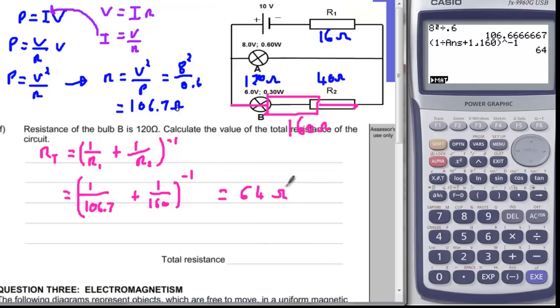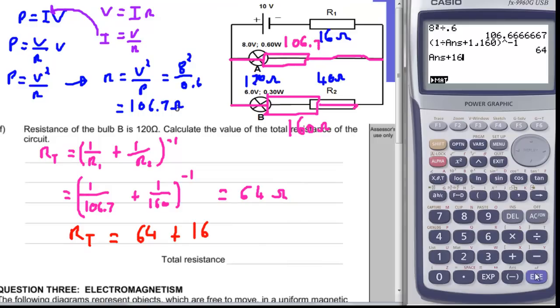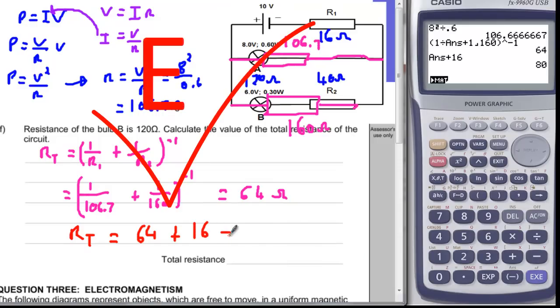So is the total resistance 64 ohms? No, because what we've done is we've looked at these two pink resistors. We've said that the 106.7 ohm resistor is in parallel with 160, and that those two combined make one 64 ohm resistor, but we still have R1, which is 16 ohms. So R total is really 64 plus 16, giving a total combined resistance of 80 ohms.